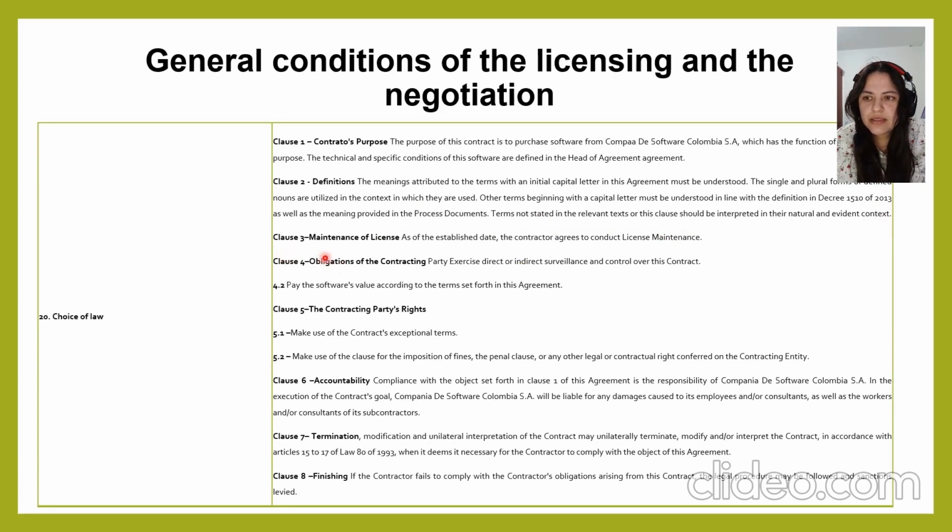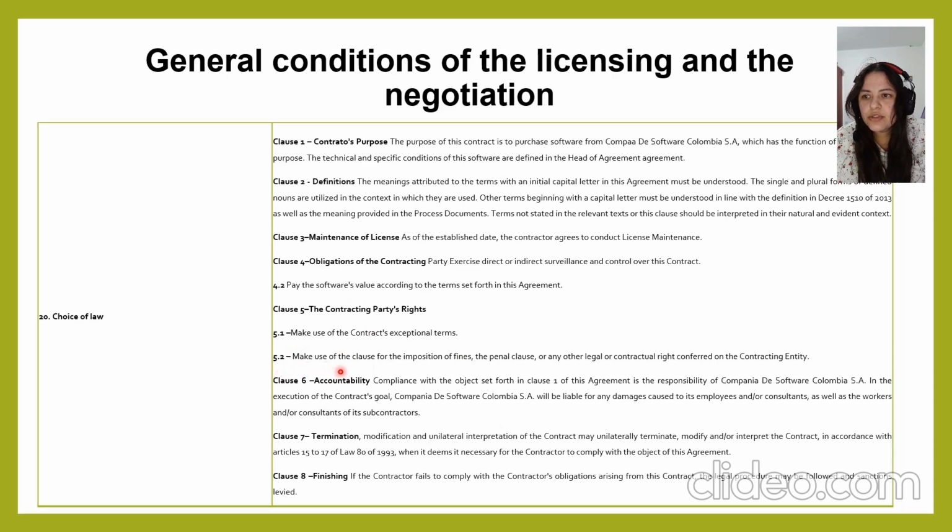Clause 3. Maintenance. On the established days, the contractor agrees to conduct maintenance. Clause 4. Obligation of the contracting party: exercise direction, supervision, and control over the contract, and pay for service according to the agreement. Clause 5. The contract parties' rights. 5.1. Makers use the contract session terms.